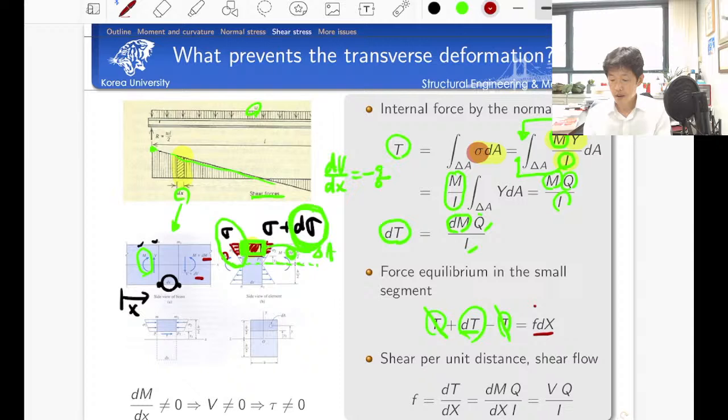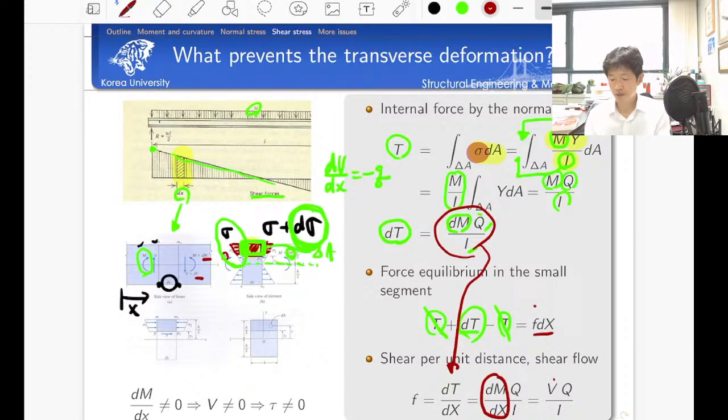And then if you move dx to the left hand side, the change of shear flow per unit distance can be given by the derivative of the internal force acting on the small segment with respect to dx. So let's plug this quantity into here. Then finally we have this: dM times the first moment, and then dx and V. What is this? dM over dx is the shear force, isn't it?